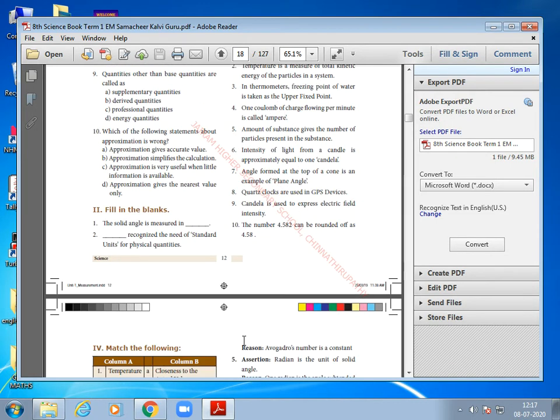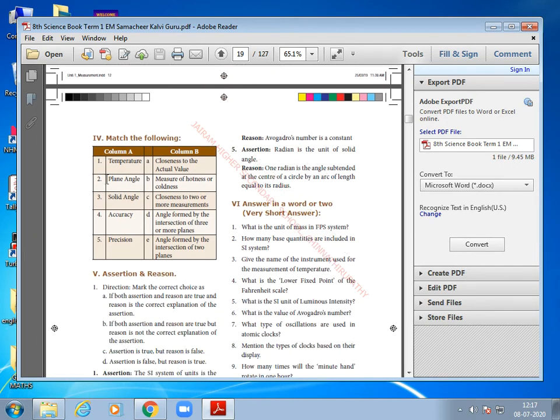Okay, next is match the following. First question is temperature. Temperature's answer is B: measure of hotness or coldness. Second question, plane angle. Plane angle is the angle formed by the intersection of two planes, answer E. Next is solid angle, the angle formed by the intersection of 3 or more planes. Answer is D.